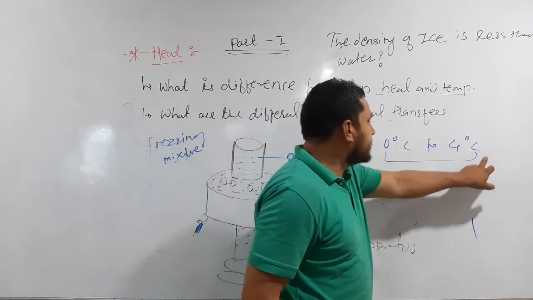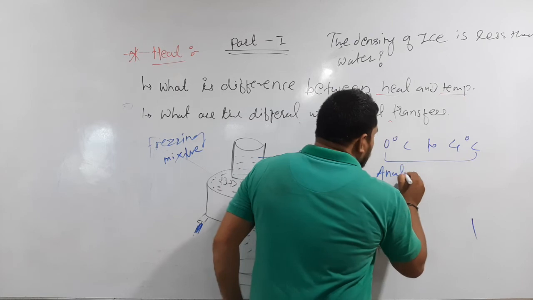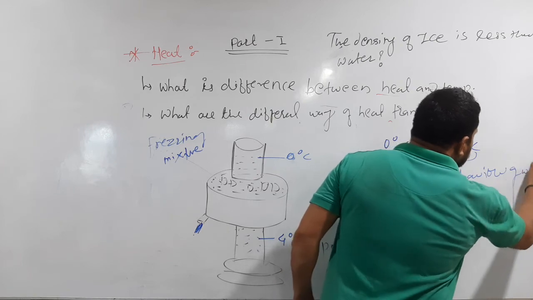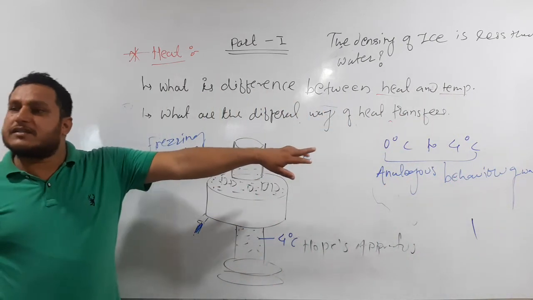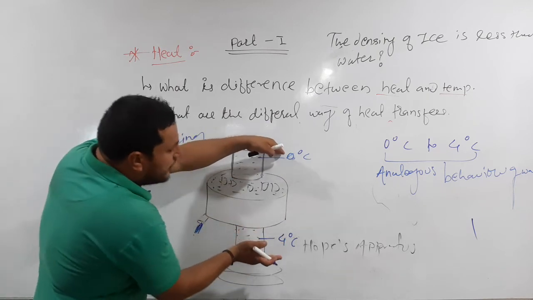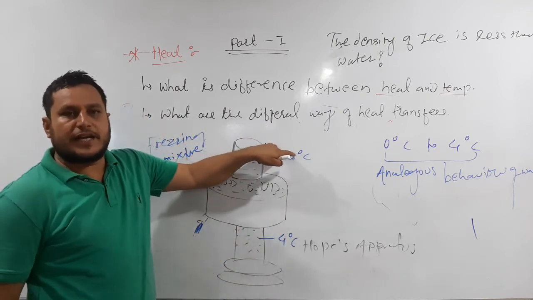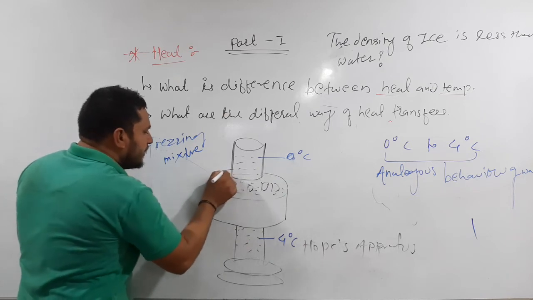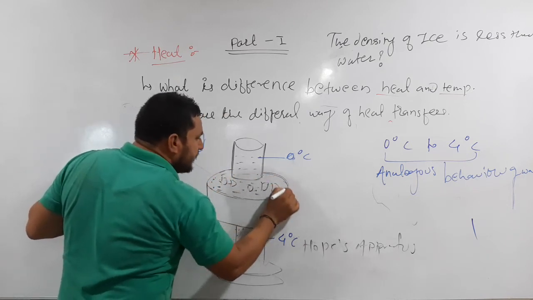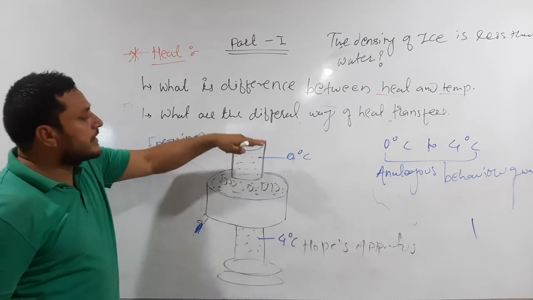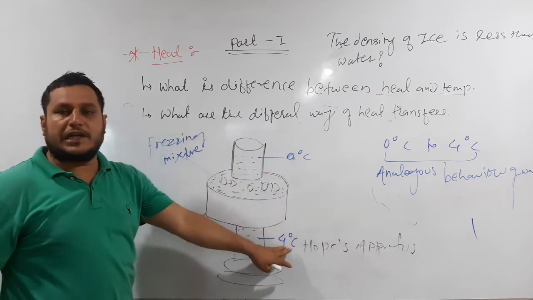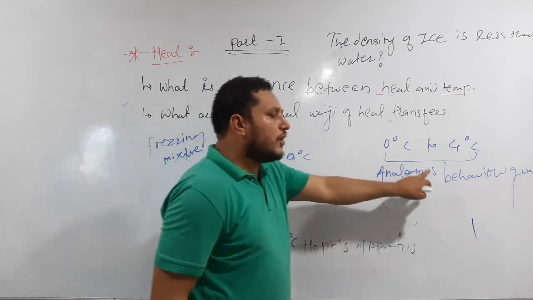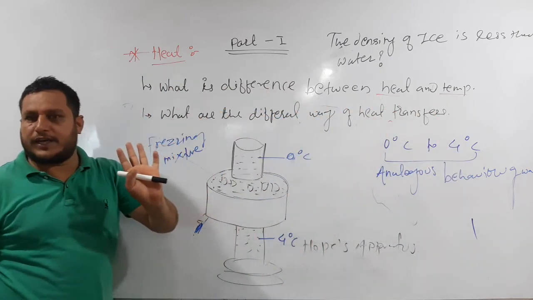It means what? This is the anomalous behavior of water, between 0 degrees Celsius and 4 degrees Celsius. Okay? Here the state of matter is what? Liquid. Okay. We are using this freezing mixture here. But whenever the temperature is 0 to 4 degrees Celsius, in between 0 and 4, that range is what? The anomalous behavior of water.